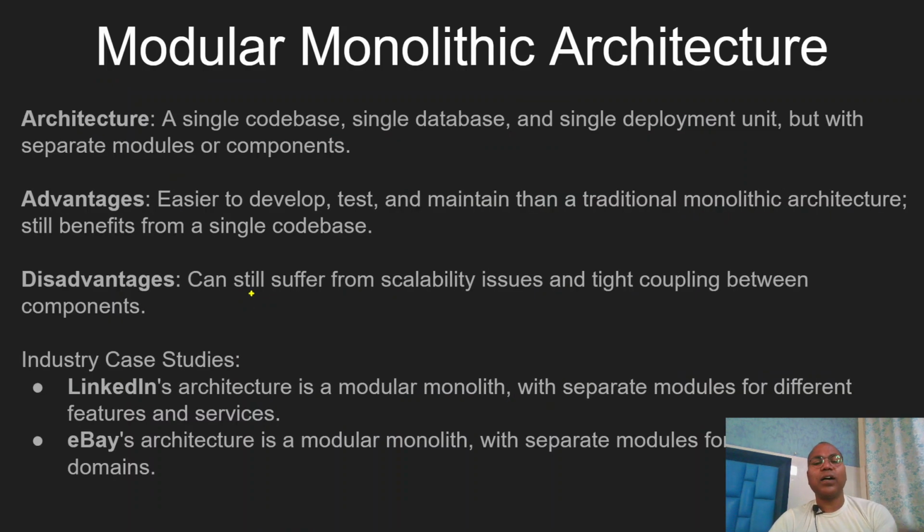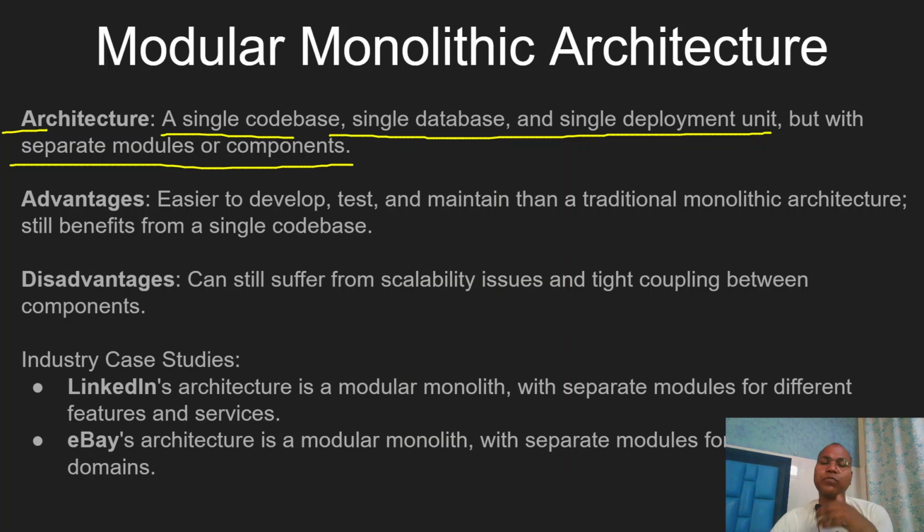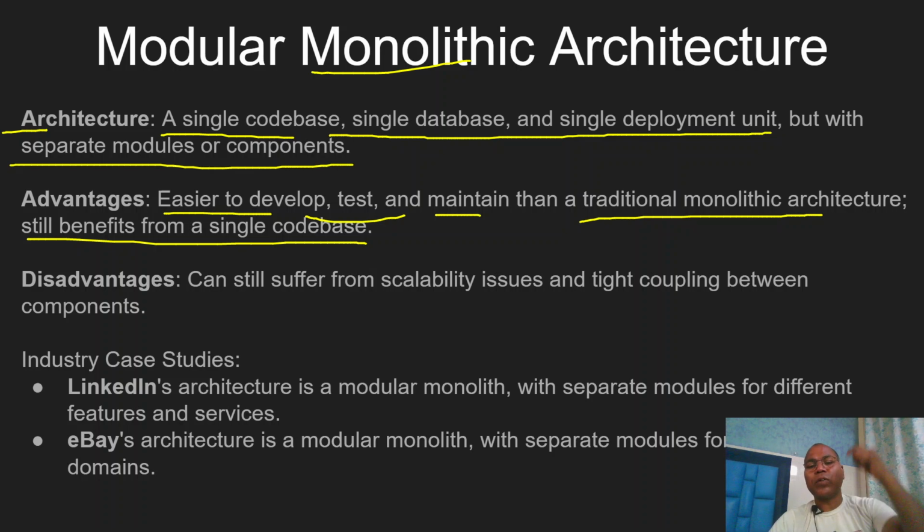Again, this is a single code base, single database, and single deployment, but logically separated with a separate component model, just from the development and implementation perspective. This is the monolithic architecture: very easy to develop, easy to test, and easy to maintain, and the traditional monolith still gets the benefit of a single code base. You can easily debug and read the code one by one, without jumping here and there to understand a function. But it also has problems, like scalability issues and tight coupling between components, because we have only one single deployment component.